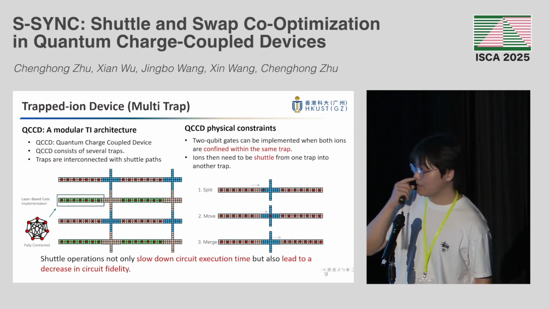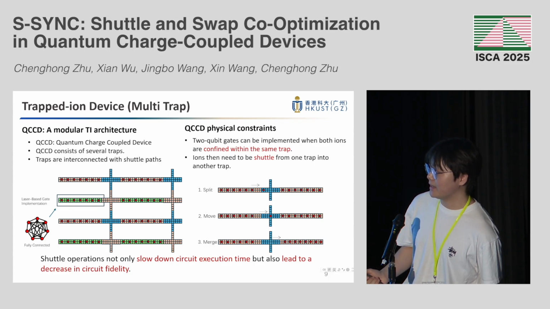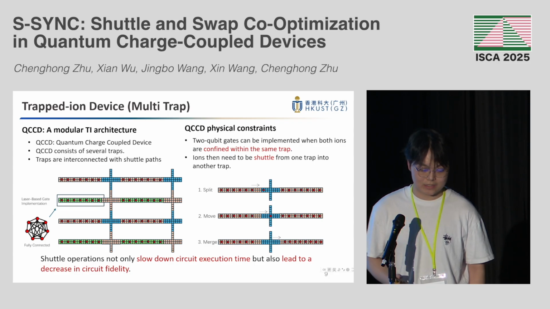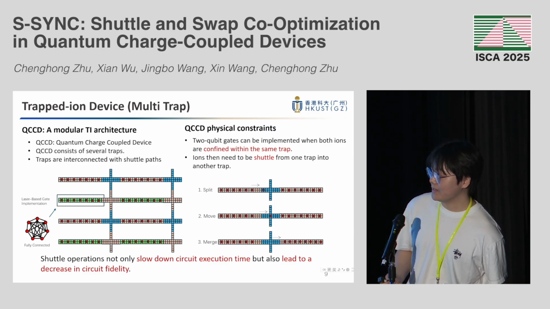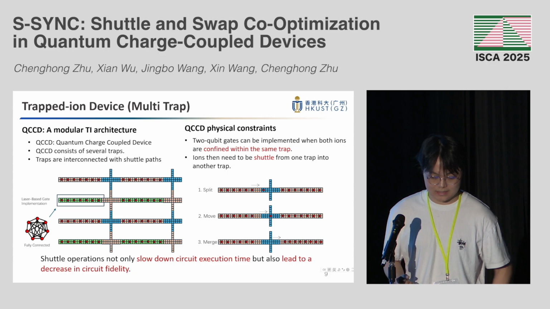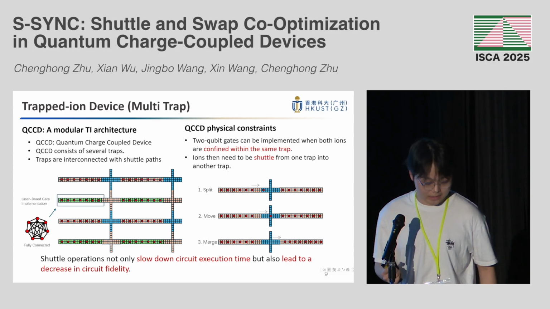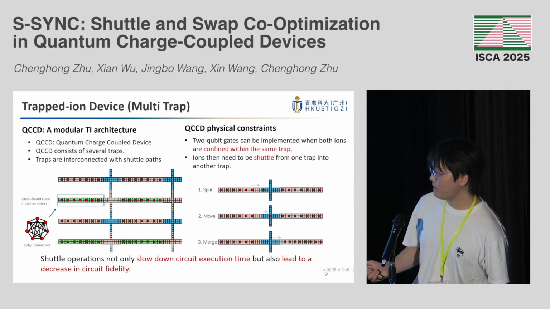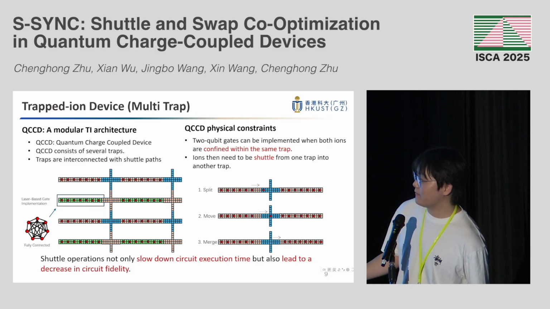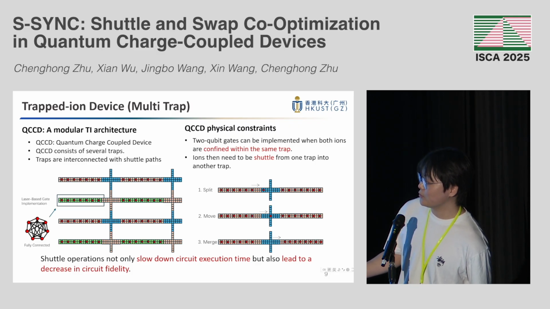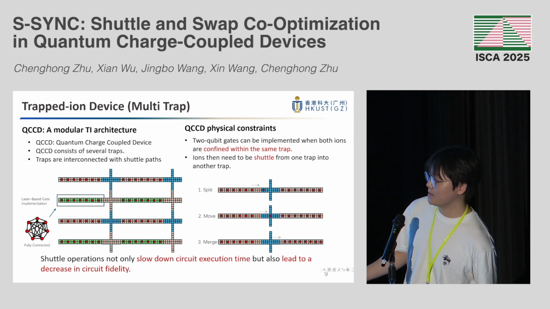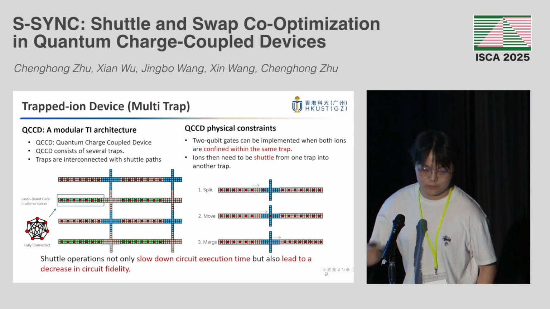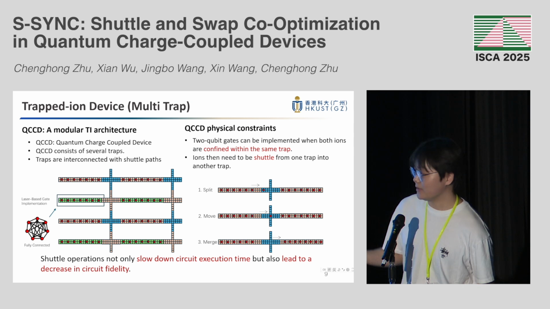Following this, researchers proposed and investigated the QCCD, which is known as the quantum charge coupled device. Basically, such devices consist of several traps, and the traps are interconnected with shuttle paths. In this graph, this is a single trap, and they are interconnected with these shuttle paths. Within a single trap, all qubits are all-to-all connected, so we can do any operations within this trap.